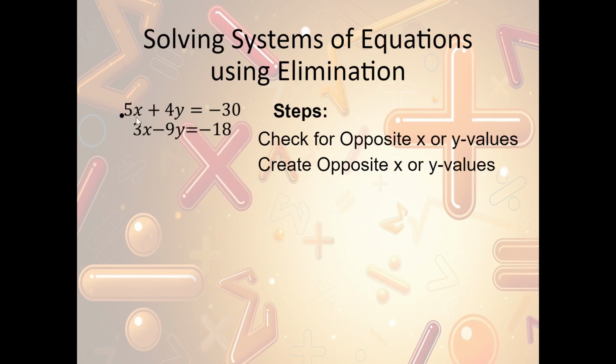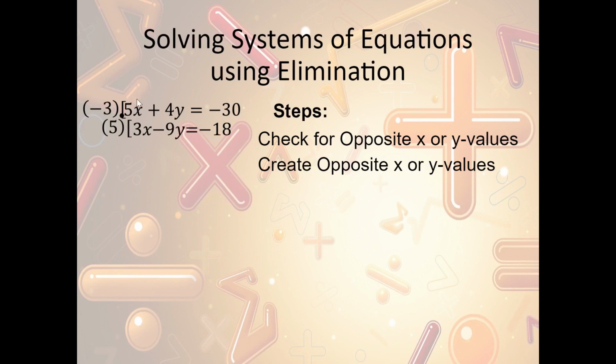I can pick either the x values or y values. Now the y values are going to get really large if I start multiplying by 9, so I'm going to use my x values. And I'm going to multiply the top one by negative 3, that'll give me negative 15, and the bottom one by 5, which gives me positive 15. So now we have a negative 15x and a positive 15x. And then we're going to multiply that times everything here.